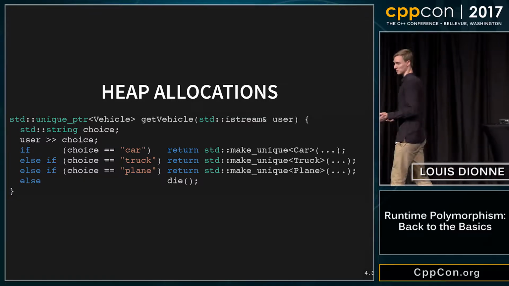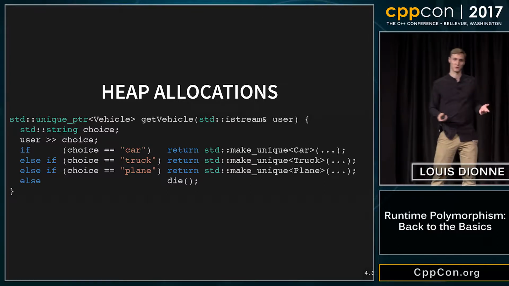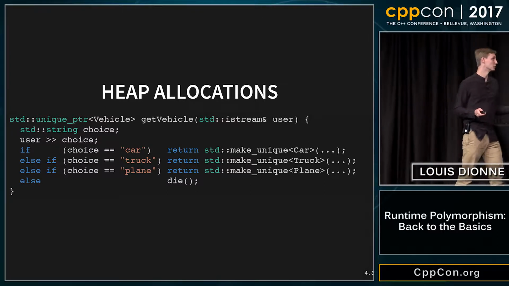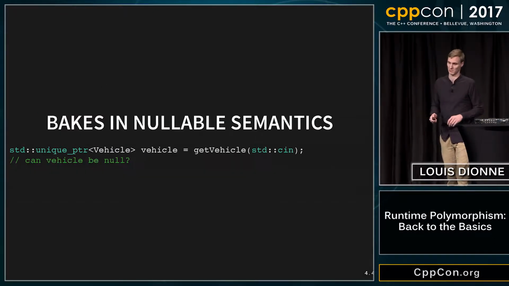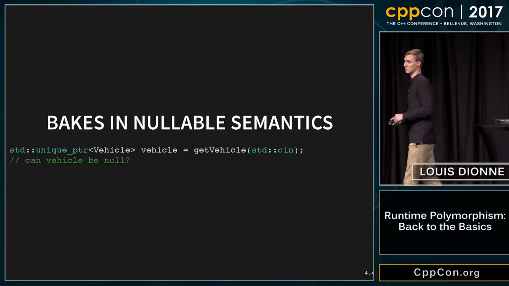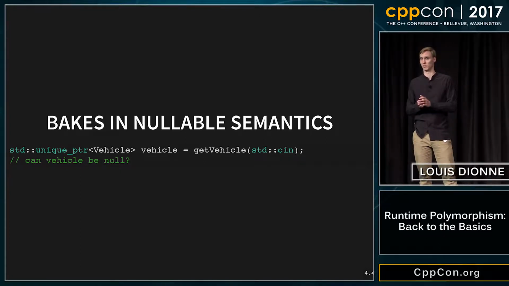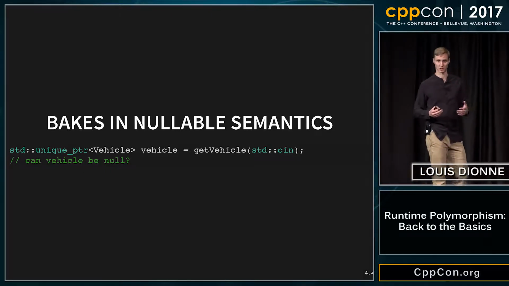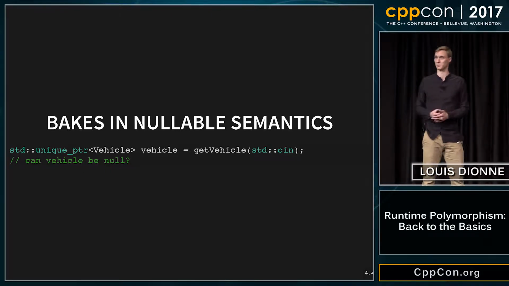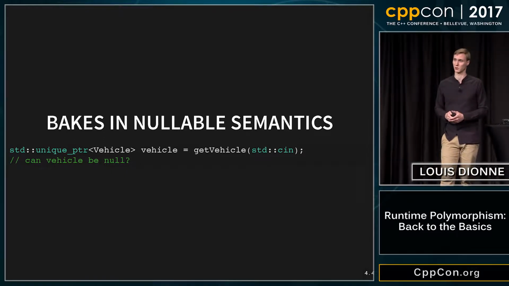It also causes you to do heap allocations because you got to store these objects somewhere. And so you're usually going to put them on the heap. And that's costly. It also bakes in nullable semantics. You just wanted to have polymorphism, and what you end up with is having to manipulate pointers. A pointer can be null, and now you kind of have to check for null, or at least you're living with that additional state in your object now.